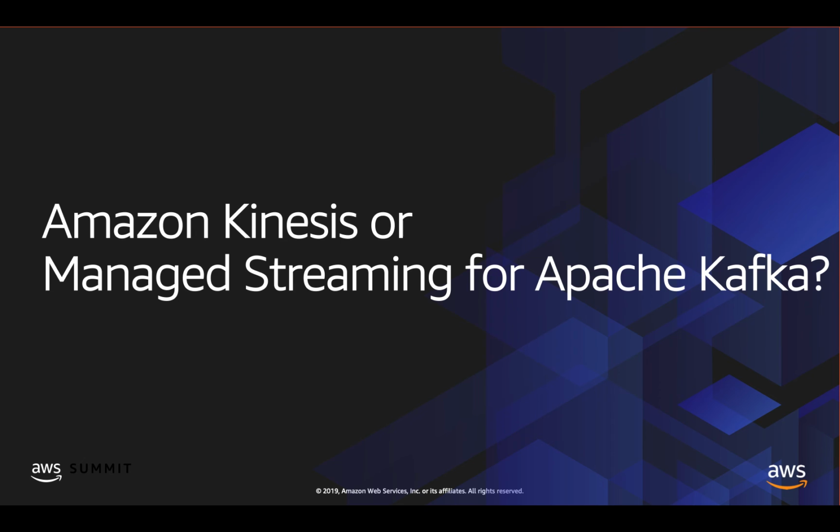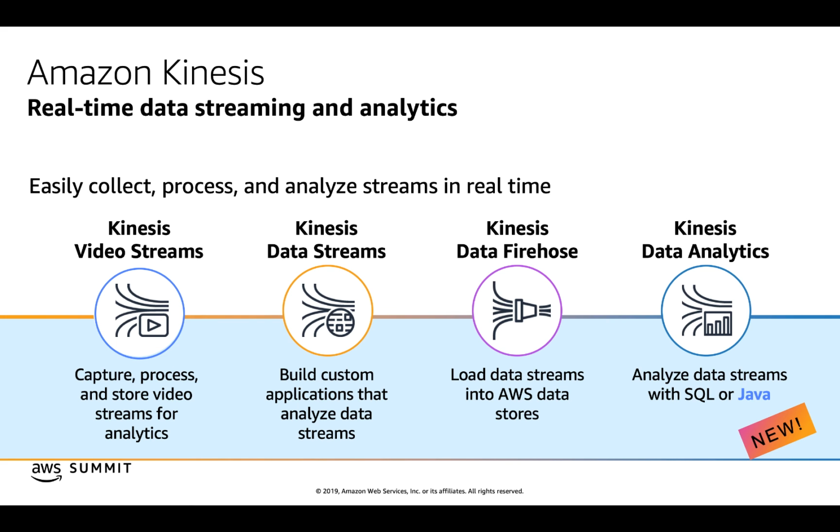And this also brings us to the next topic, which is, what should you use? Amazon Kinesis or managed streaming for Kafka? It's important to note that we have Amazon Kinesis services. It's actually more than one service. It's a family of 4 services. One is Kinesis Video Streams that enables customers to stream video from millions of devices and play back video in live or on-demand mode. The second one is the core of data streaming.